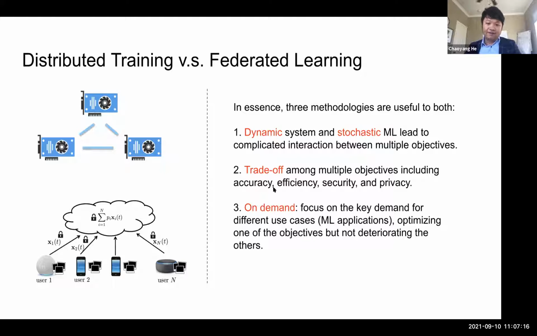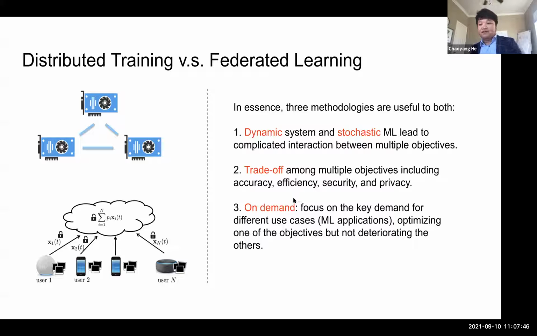The second goal in my talk is to introduce a trade-off among multiple objectives. Model developers are normally concerned about accuracy, but in such a complex system, if you want to achieve high accuracy, the training time may be super long, or it may cost too much money to run the system. So we are also concerned about efficiency, security and privacy. Of course, like in the federated learning setting, we need to make such trade-offs.